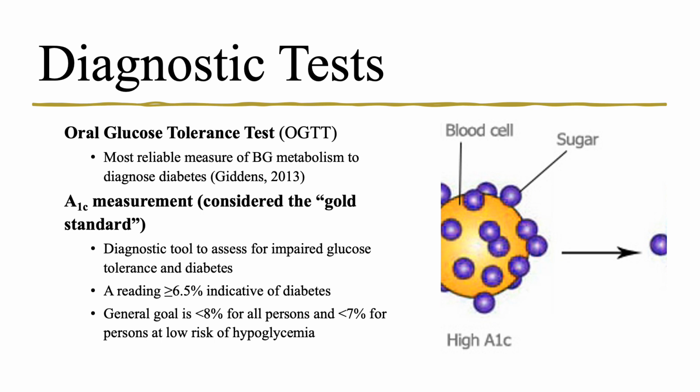So the goal for everybody, if you're healthy, your hemoglobin A1C is going to be less than or equal to 6.5. If you're a diabetic, we want it to be less than 8. That would indicate good management. And really excellent management would be less than 7.